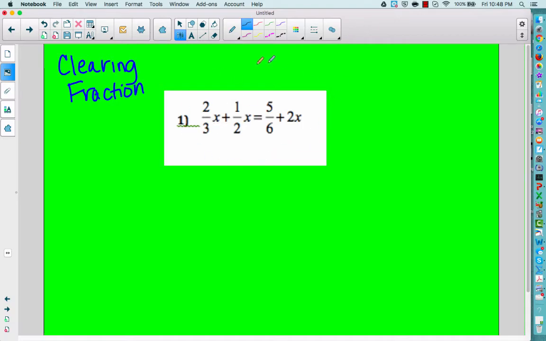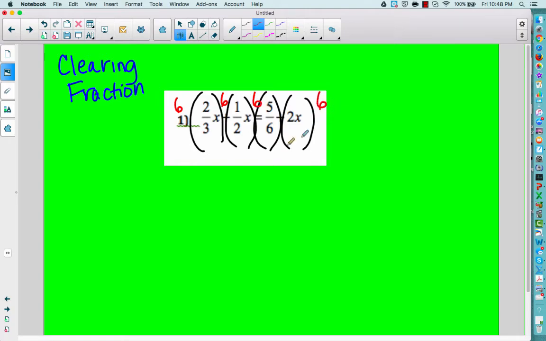So when we have equations with multiple fractions and multiple terms in it, one way to simplify the equation is to clear fractions. To clear fractions, you multiply every term in the equation by the least common denominator. So in this case, you look at all the denominators, and the least common denominator would be 6. So I'm going to multiply every single term by the number 6.